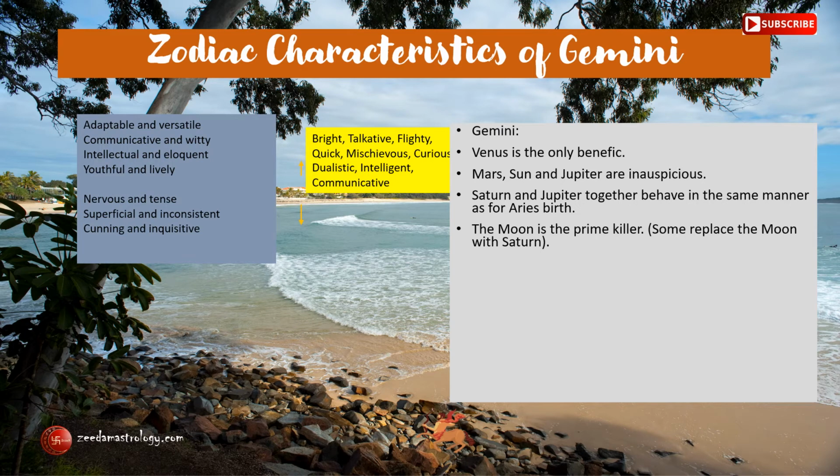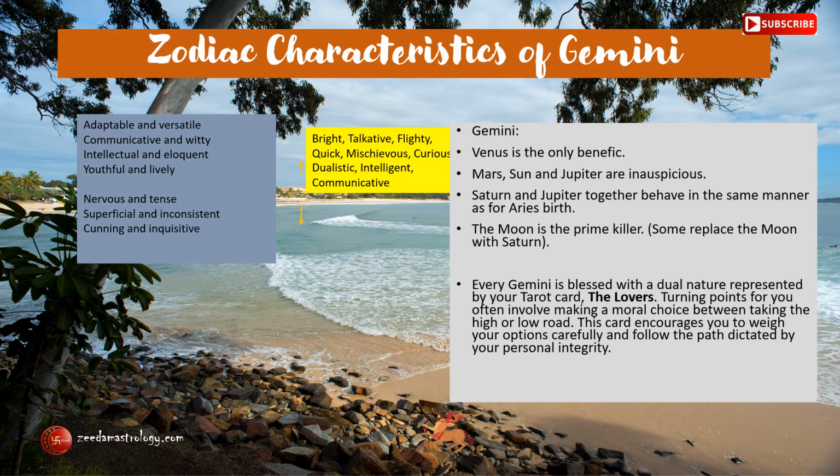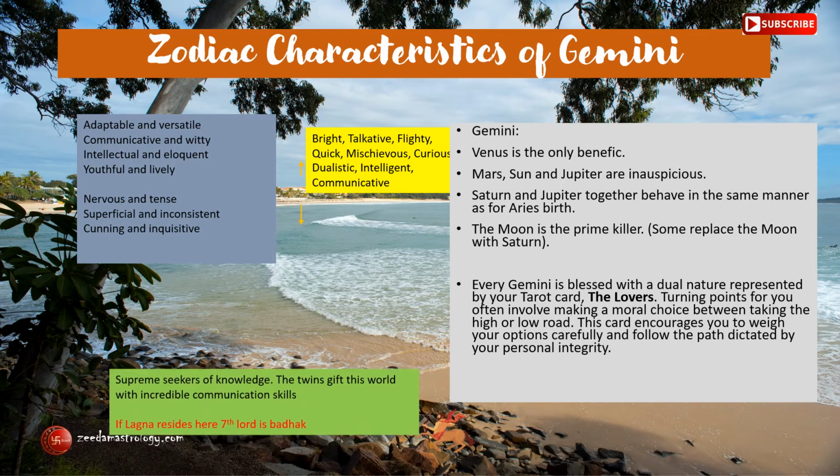The moon for the Gemini ascendant is the prime killer. Some astrologers replace the moon with Saturn, but moon is the prime killer for the Gemini person. And every Gemini is blessed with a dual nature, and it's represented by the tarot card, the Lovers. And there can be turning points for the Gemini native, where it often involves making a moral choice between taking the high or low road. And it encourages you to really weigh your options and to follow the path dictated by your personal integrity.